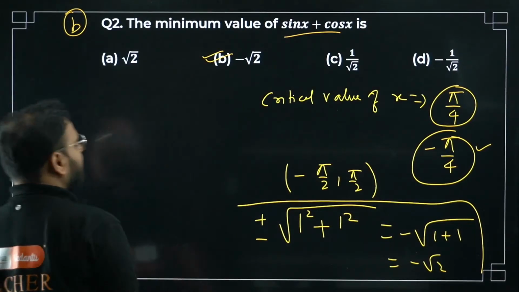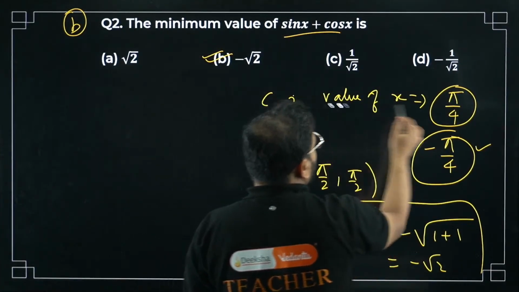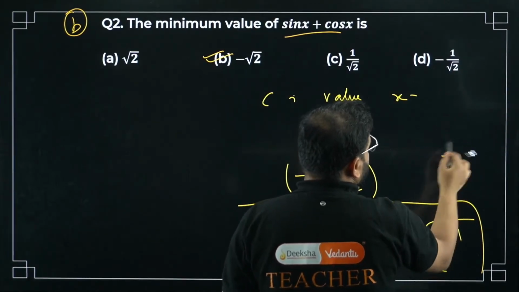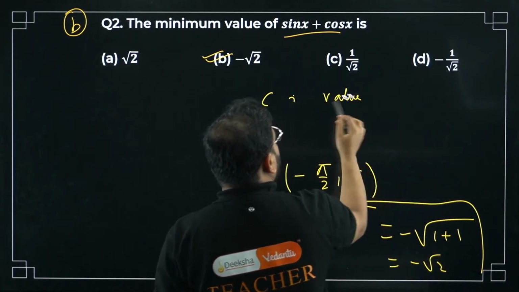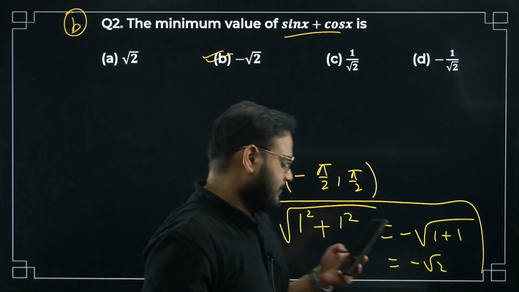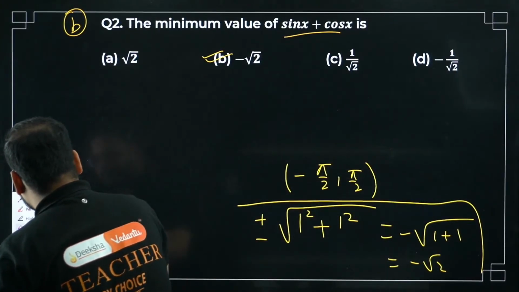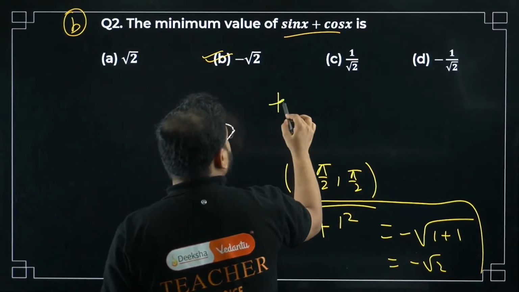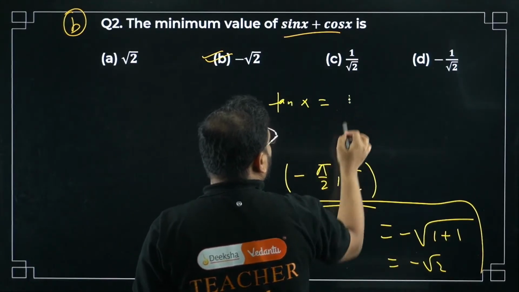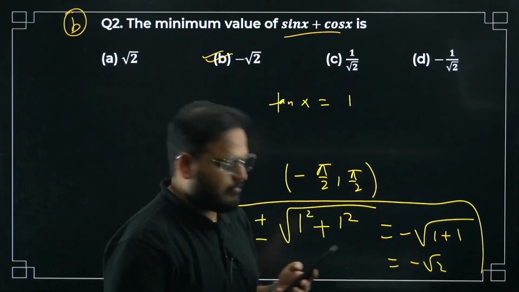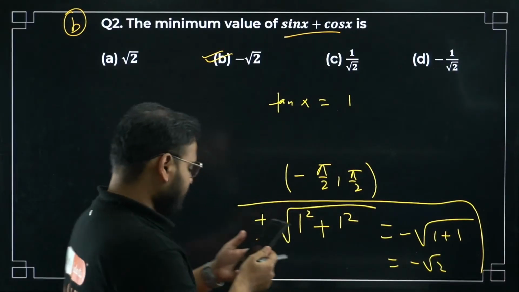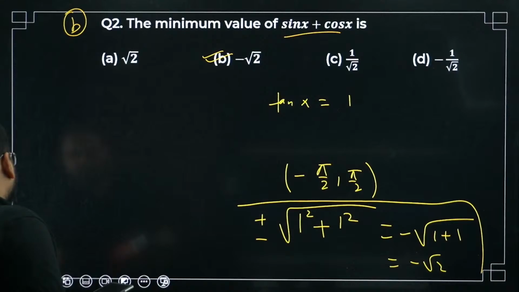I'll write only one approach over here, which will work out for us. We have done this question in detail, bacha. We should maximize it. We used to get it like this, tan x equals 1. From there we used to get x as pi by 4. Okay, let's move on to question number 3 now quickly.